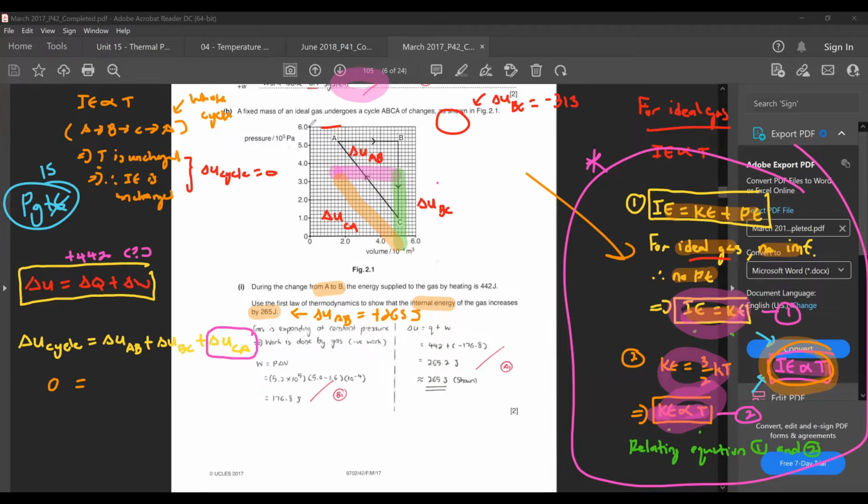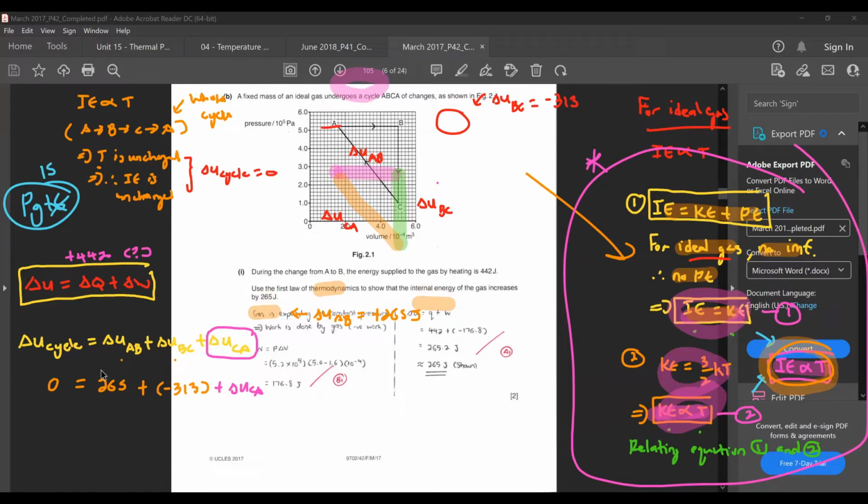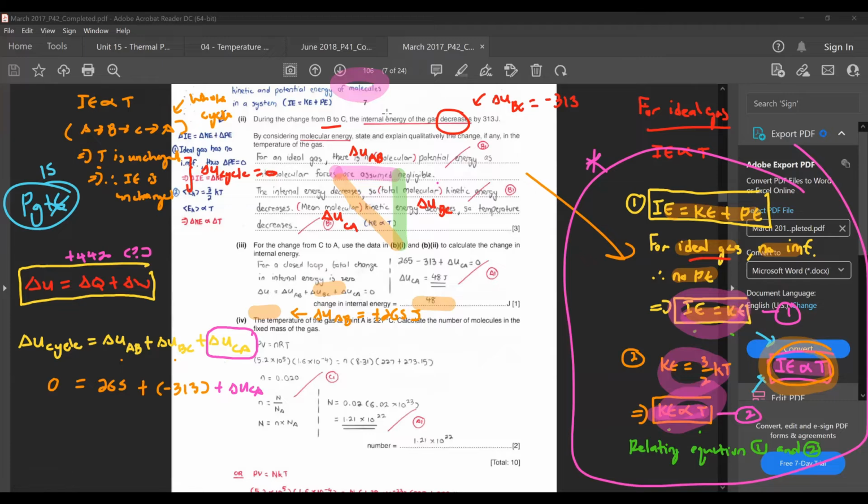Okay, so you actually already know the values for UAB and UBC. So UAB is 265, UBC is negative 313. From here, you can actually find out delta UCA, which by right should give you just 48 joules. Okay, so it's just 48 joules. Right? Yeah, it's just 1 mark.